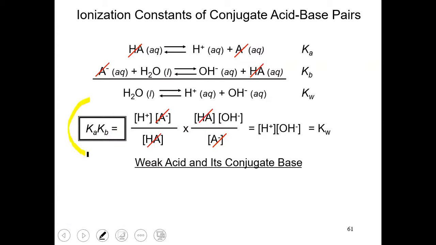This tells me that the product of Ka times Kb equals the ion product of water. So if I want to know what Ka is, and I know the Kb of the base, I can find it by this relationship. Or if I have the Ka of the acid, and I need to find the Kb of the base, then I can use this relationship. So this is going to be very useful in solving other kinds of problems, all right? Such as the one that I'm going to do next.